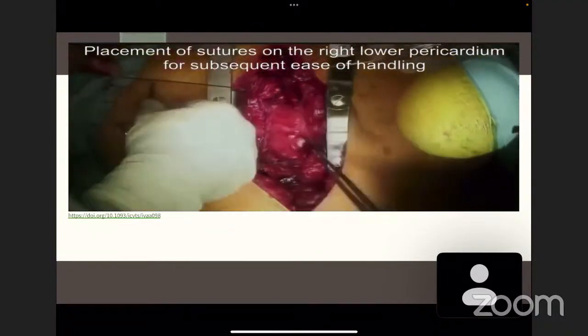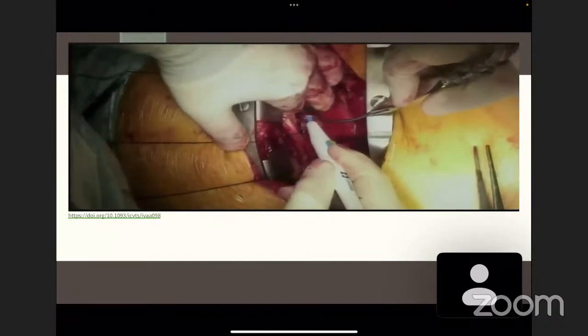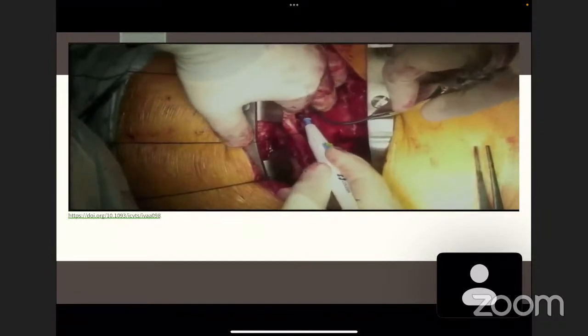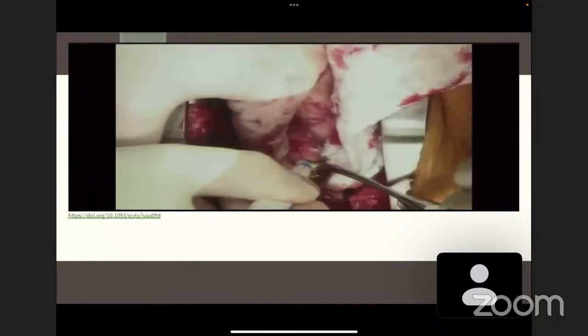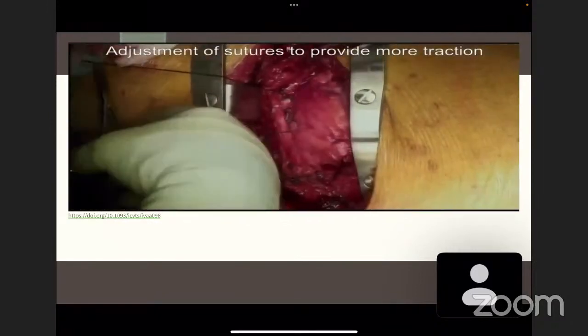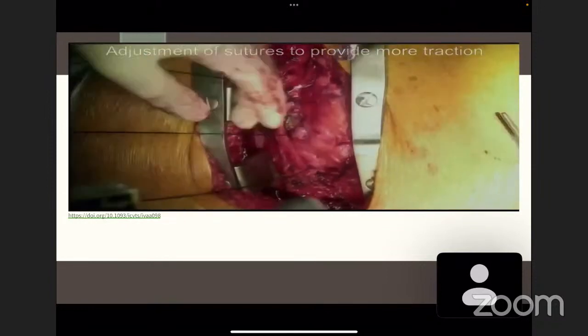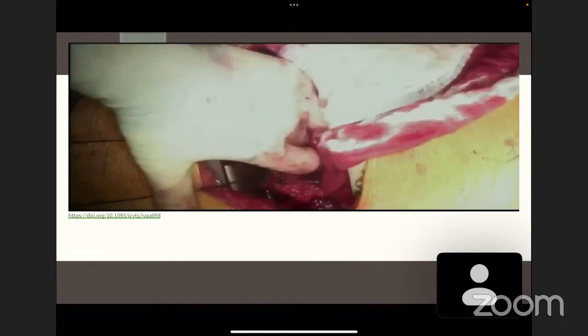Stay sutures were used to retract the pericardium far away from the heart. Whichever method you decide to choose to protect the heart, it could be using your assistant's hand to push the heart far away from the pericardium. You can use a gauze or a sponge, as long as you keep the underlying structure protected.